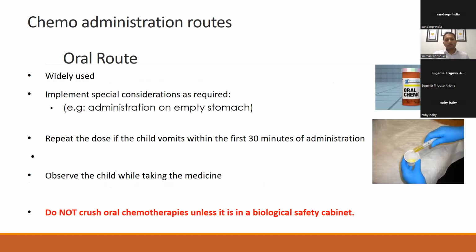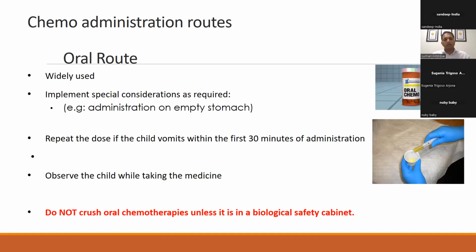So chemo administration routes, of course, there are many routes, for example, oral, IM, subcutaneous, intrathecal, and IV. But in the interest of time, and I know that in our setting we mostly are using two routes, that is oral route and IV route. So we'll look at these two routes. So first, let's look at the oral route. It is the widely used route.